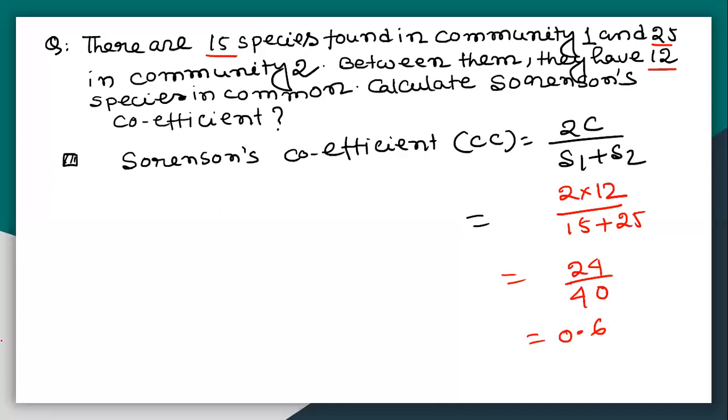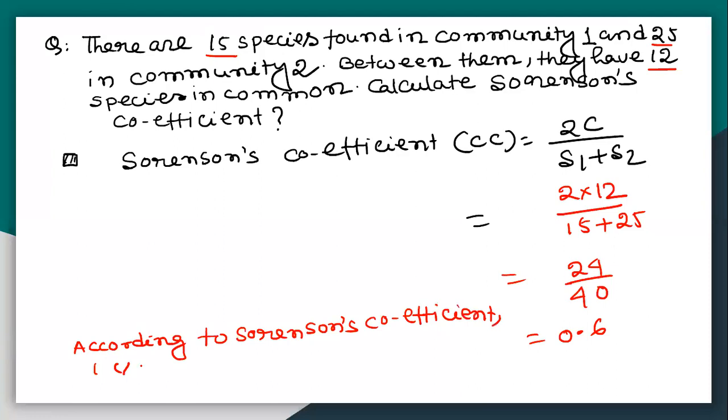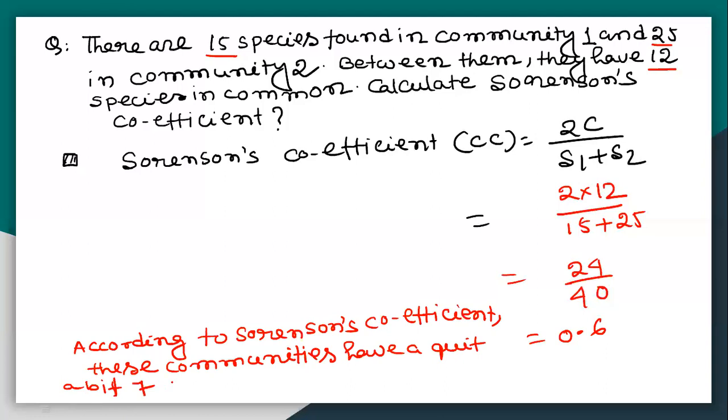Now according to the Sorensen coefficient, these communities have quite a bit of similarity or overlap present.